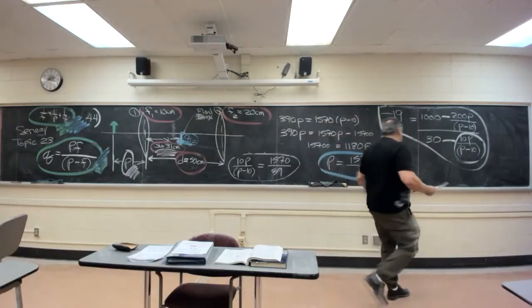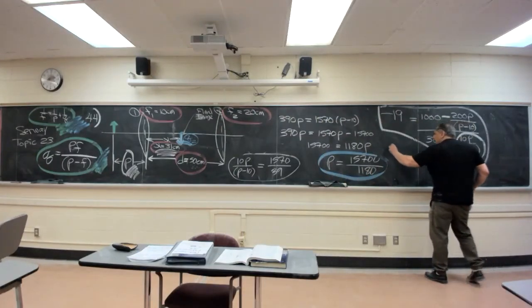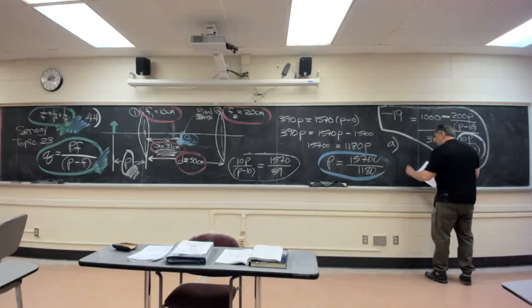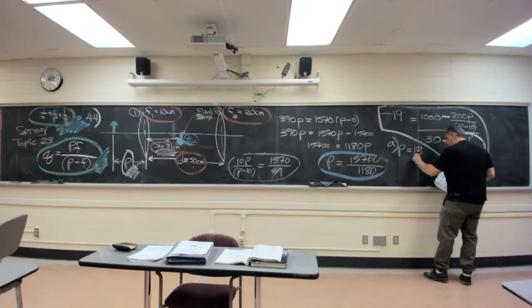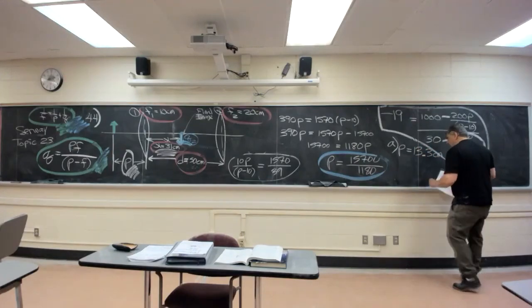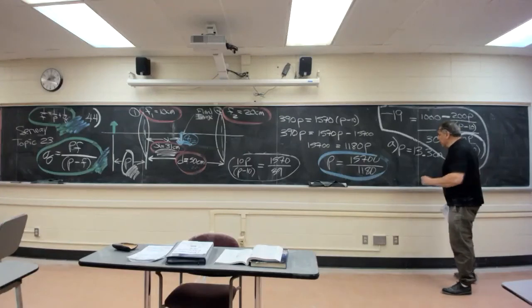So what happened? I mean, with this whole thing here, finally, I think we got it. A is, you do this division, A is 13.3 centimeters. It's 13.3 in front of the first lens.